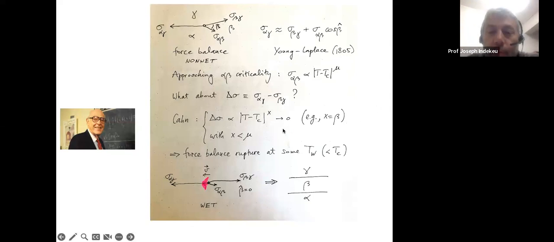So the situation again favors Kahn's conclusion, even though this is no longer the case, because the delta sigma goes to some finite constant. But sigma alpha beta goes to zero, so we are bound at some temperature to break the Neumann triangle, and we're about to break the Young-Laplace equation, and so we enter into a spreading state and we must go to a wet state in equilibrium.